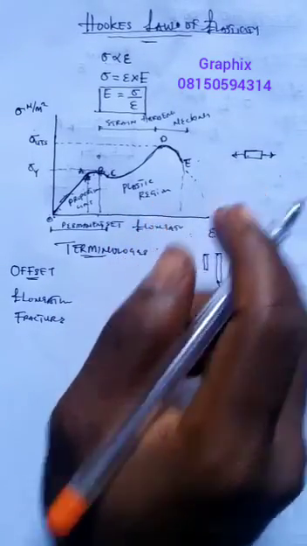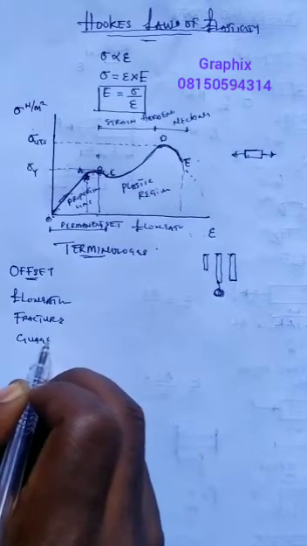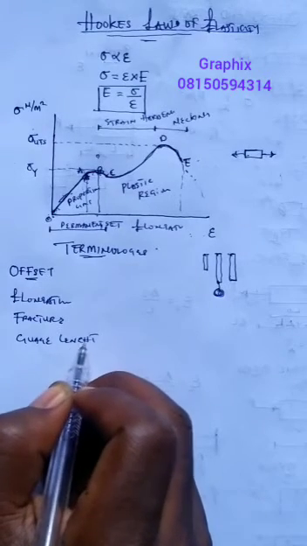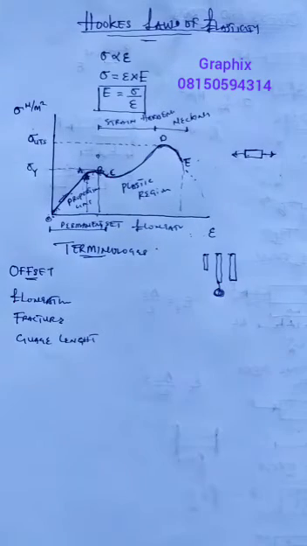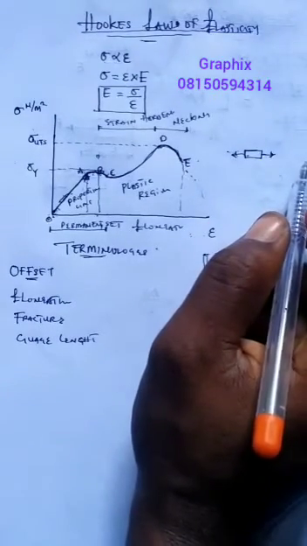Now the next thing is the gauge length. The gauge length is the original length, right? That is the gauge length, the original length, before you start loading.